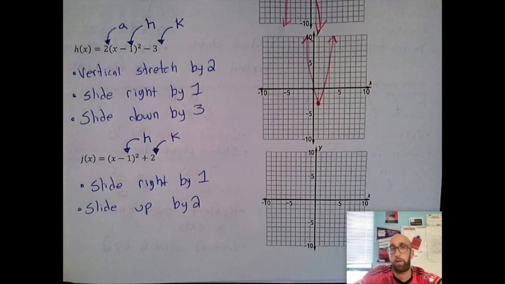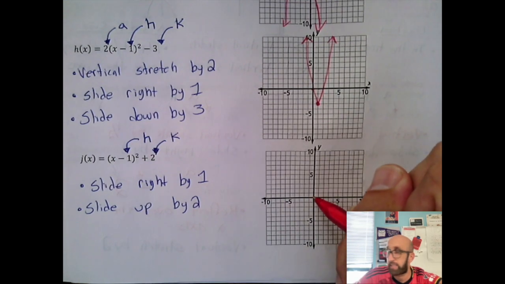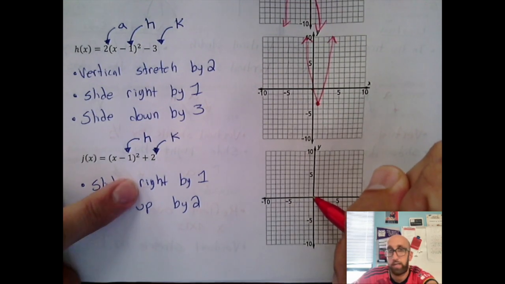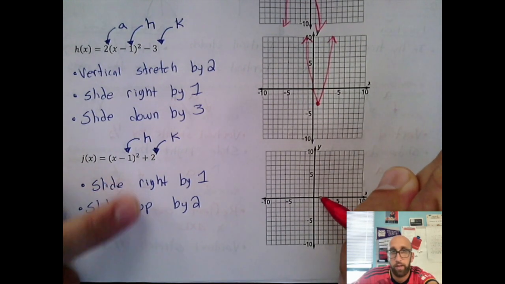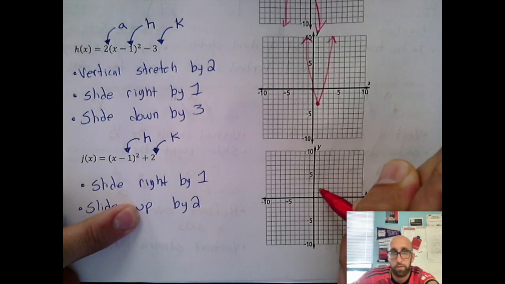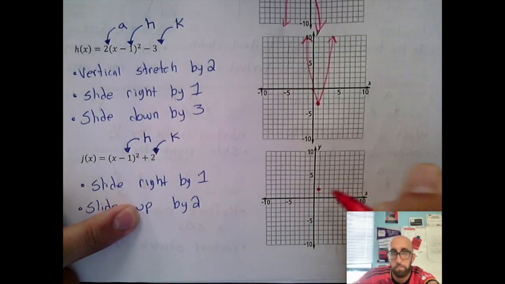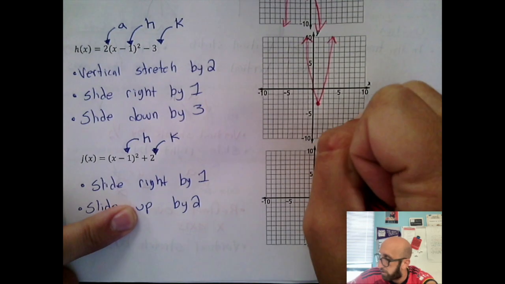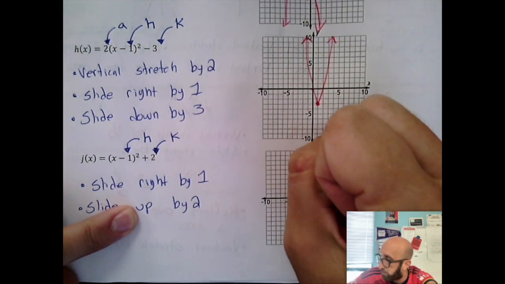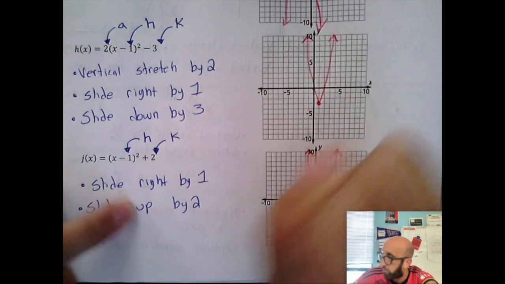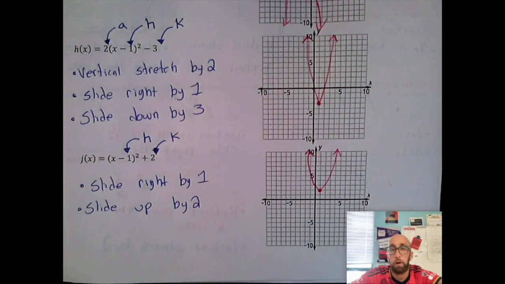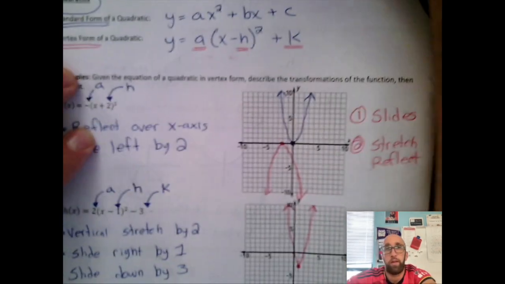So again, I'm going to try and figure out this graph. It starts at 0, 0, starts at the center. I need to slide right by 1, and then slide up by 2. Up 2. There we go. And that, draw a rough sketch of my quadratic. There you go.